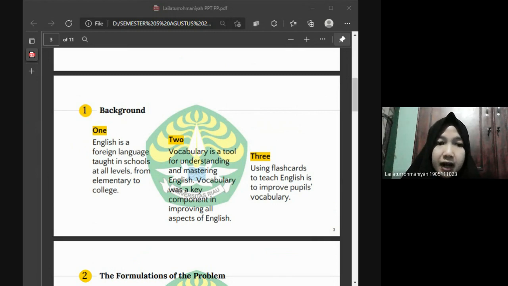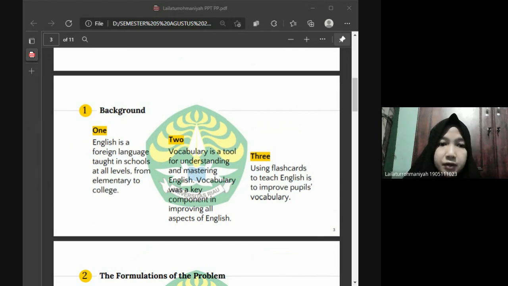Vocabulary, according to Hatch and Brown, is a list or set of terms of certain language or a list or collection of words that individual speakers of language might use. It implies that vocabulary is the most fundamental part of the language that must be understood prior to mastering English skill.